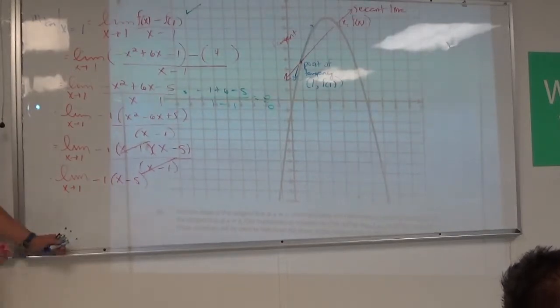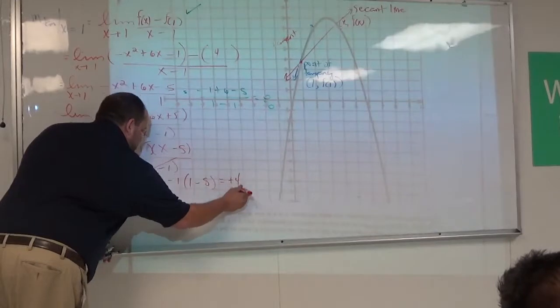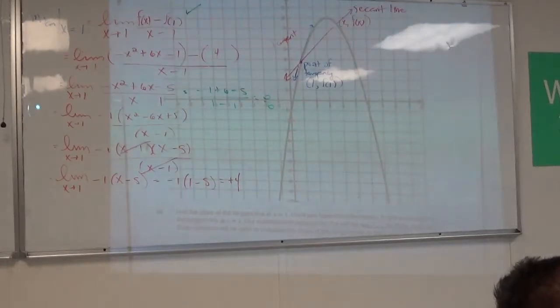Now I'm going to try plugging in again, and we get -1 times 1 minus 5, and if all goes well, positive 4. You guys are going to get some really good practice time in just a second.